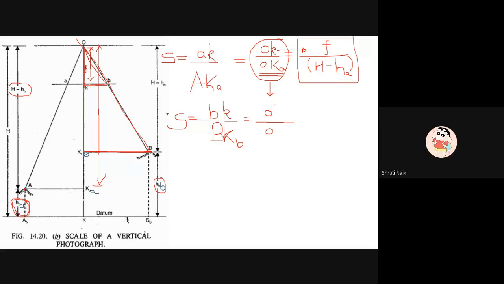O and what? O and OKB. O small k and O and next what? O and capital A or B? K or KB? B, sir. KB, correct, very good. So we are going to use KB because the triangle here goes up to KB. So the same thing, it will be F divided by H minus HB.